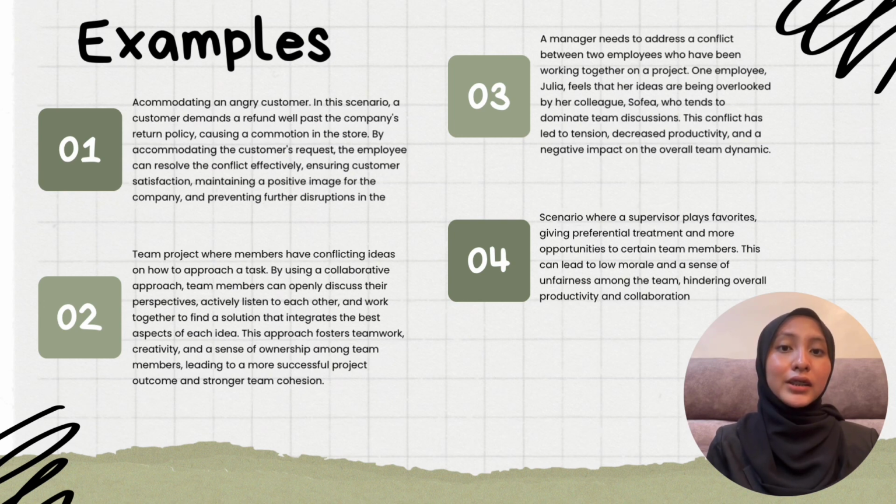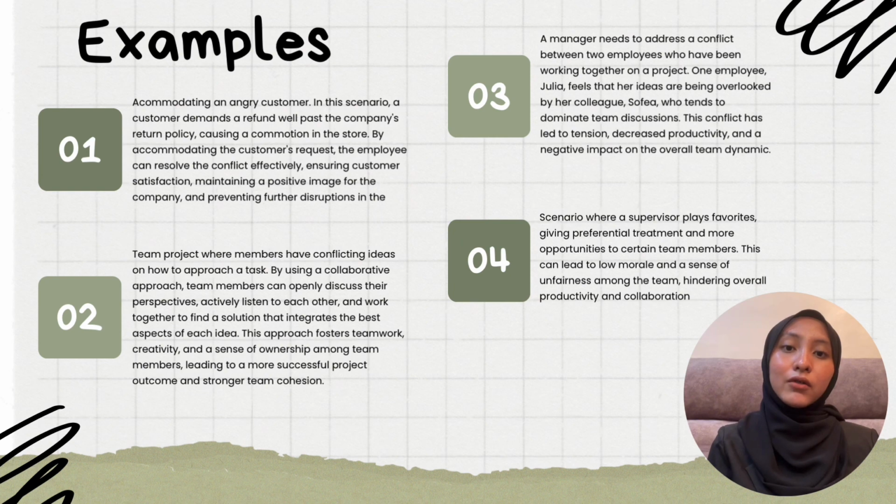The manager arranged a meeting with both employees to discuss the conflict openly and respectfully. They encourage active listening and ensure that each party has the opportunity to express their views. Thirdly, identify common ground. The manager helps Julia and Sophia find areas of agreement and shared goals, emphasizing the importance of collaboration for the success of the project and the team.